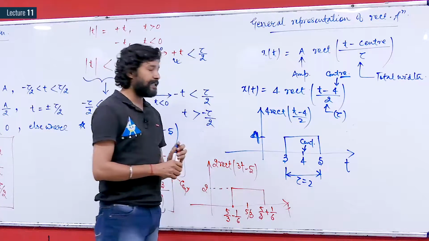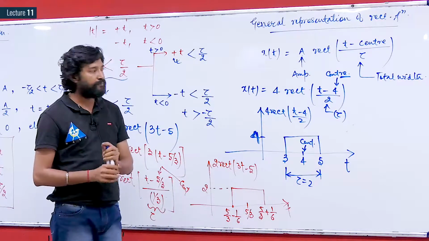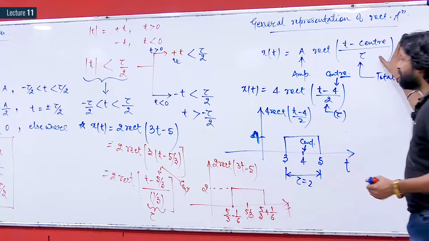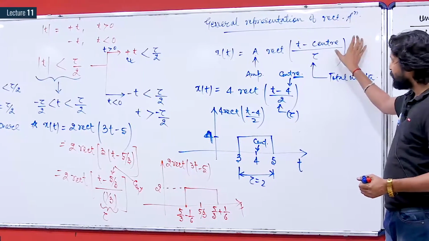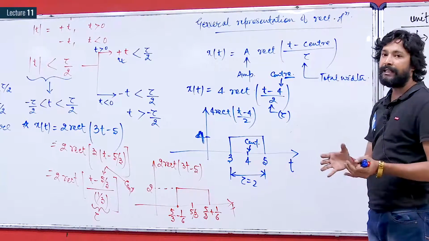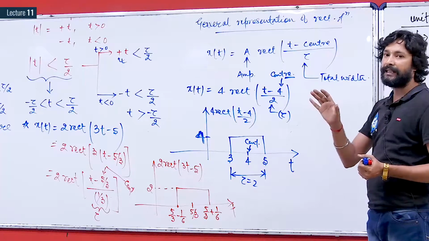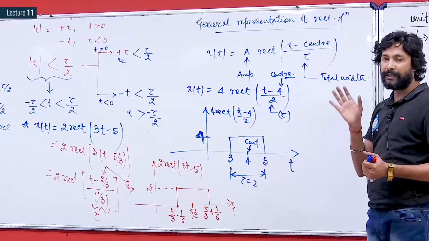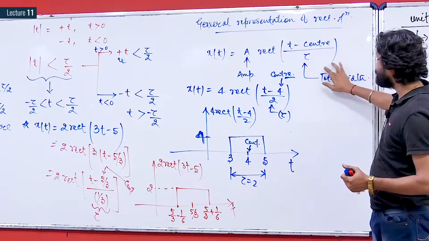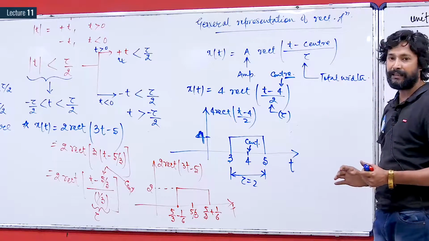So now we are going to take some more examples on this rectangular function. Till now we have used this standard representation to plot the function. Now the same expression will be used to identify the expression for a rectangle that is given to you in a graph. So you can represent any rectangular function in a plot using this expression, that is a rectangle of t minus center upon tau.